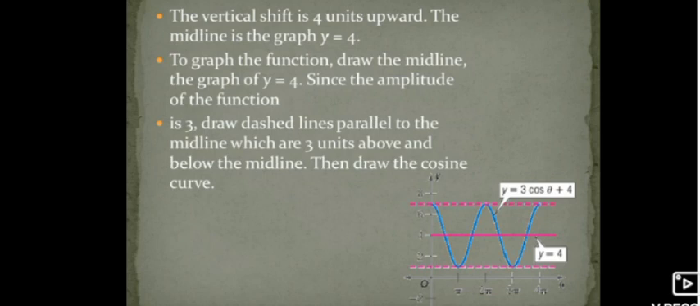Graph the function. Draw the midline, the graph of y equals 4. Since the amplitude of the function is 3, draw dashed lines parallel to the midline, which are 3 units above and below the midline, then draw the cosine curve. So this is the graph.